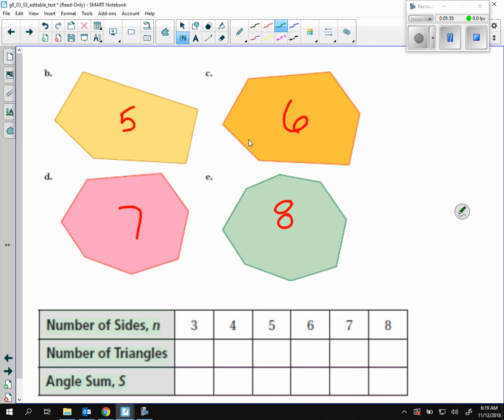All right. So now we know the number of sides here. And we want to think about if we divide these shapes into triangles, how many triangles can we make? So let's start with B first. Start at a corner and make our triangles here. So when you have a pentagon, you can divide that into 3 triangles. See what happens with our hexagon.